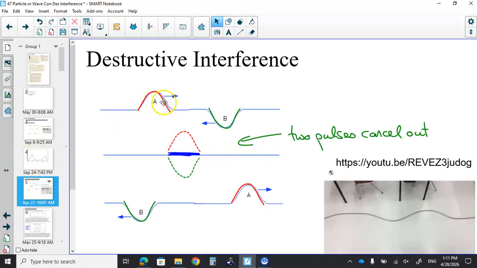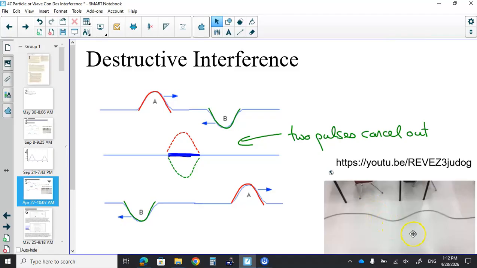So destructive interference would be if you had an upward pulse combining with a downward pulse. You can picture how an up of 1 and a down of 1 would completely cancel out, and an up of a half and a down of a half would completely cancel out. So you get destructive interference. You get basically no wave at that spot.